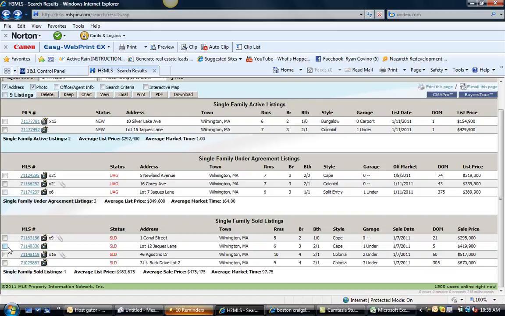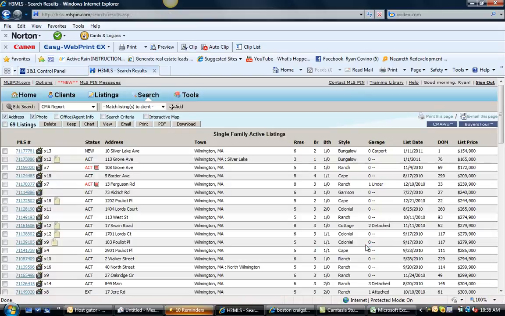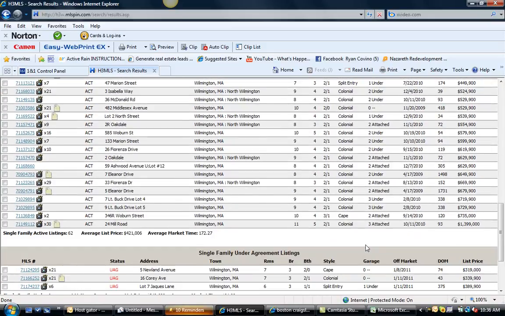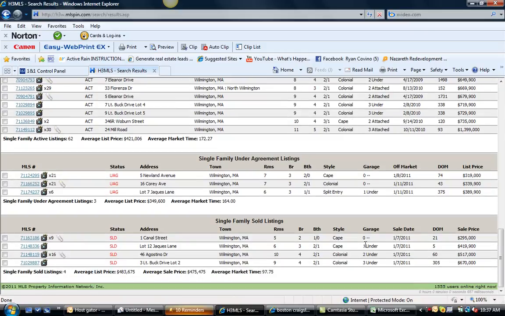So that is what happened this week, and we're going to throw in the current actives to see what's really trending in this market. The average asking price right now in Wilmington is $421,000 with a market time of 172 days, which is just under 6 months. What happened this week was lower than the average asking price. Things went under agreement at 349, and the market time was 164 days, a little less than the average market time for the actives. And lastly, we have an average sales price of 475 with a market time of 97 days, which is completely counterintuitive to what we say, and those things happen.